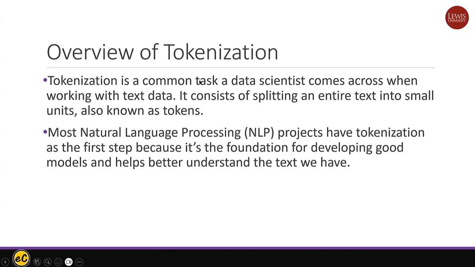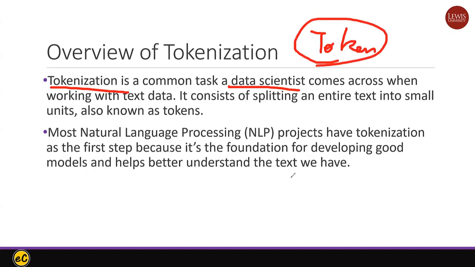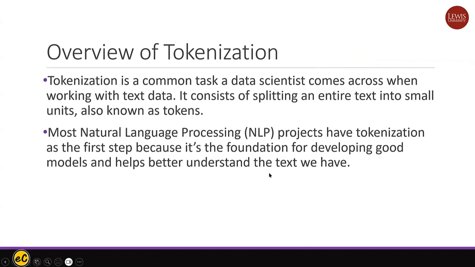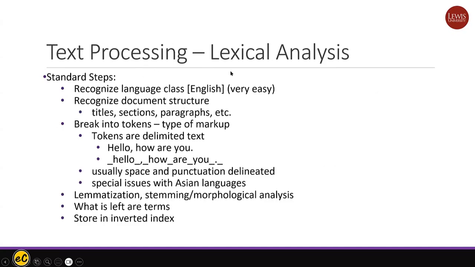Overall, tokenization is a common task for data scientists, for AI, for machine learning. It is also the first step, and in AI they count a lot of tokens. You base on the tokens to process your AI. Most natural language processing projects have tokenization as the first step, because it is the foundation of developing good models and understanding what kind of text we have, and using a statistical database to match the best rules to process it.